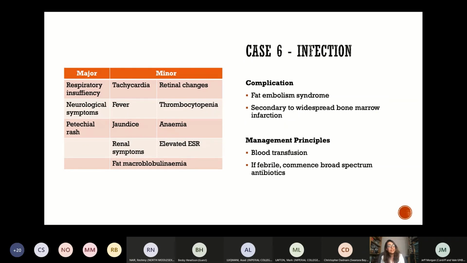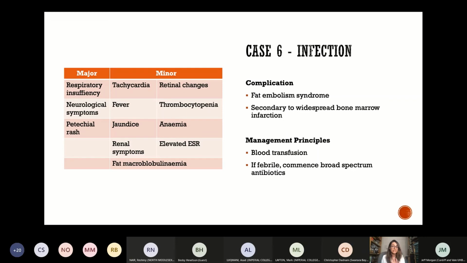I just want to talk quickly about FES, fat embolism syndrome, as a complication. It's secondary to widespread bone marrow infarction, and due to its rarity and therefore lack of awareness in non-specialist clinicians, timely diagnosis can be challenging. Once you do recognise that FES could be a potential complication, red cell transfusion has to be commenced really, really quickly.